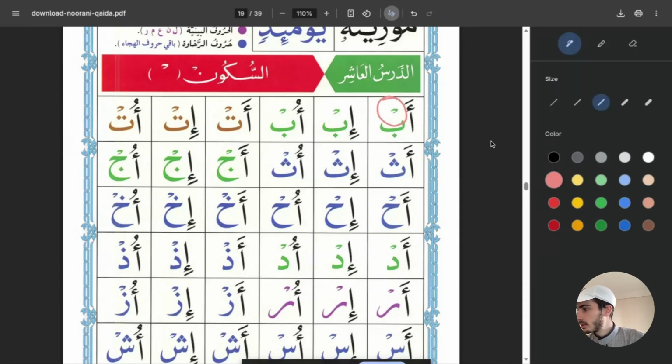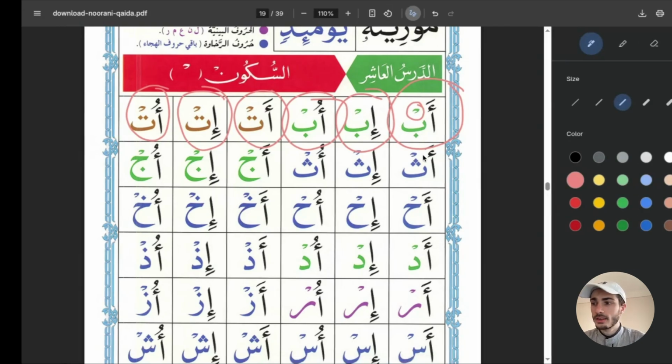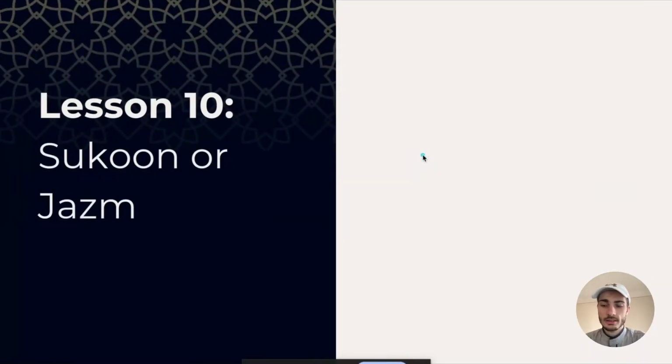So for example, what is here written down? This is called alif, and then the ba. So the ba has a Sukoon, so we call it ab, ab. This ib, ub, at, it, ut. Okay. So if the letter has a Sukoon, the letter is at rest and you don't pronounce anything at all. It is just at rest.